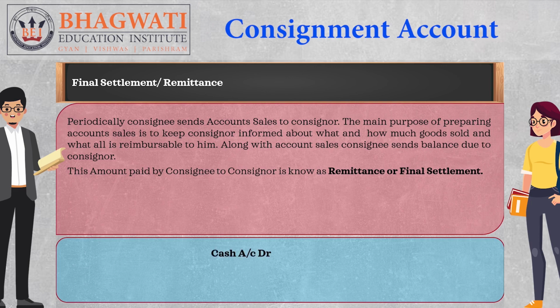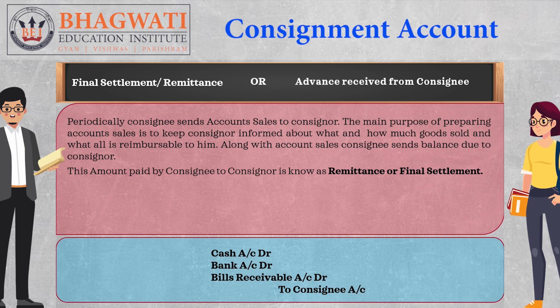Clear? Obviously the consignor is getting money, so he is debiting cash. If he's receiving it in the form of cheque or online transfer, he'll debit bank. Sometimes the consignee also gives a bill, so bills receivable account debit. Debit what comes in, cash account, bank or bills receivable, and everything is paid by the consignee. Everything is given by the consignee, so we credit his account. Same thing.